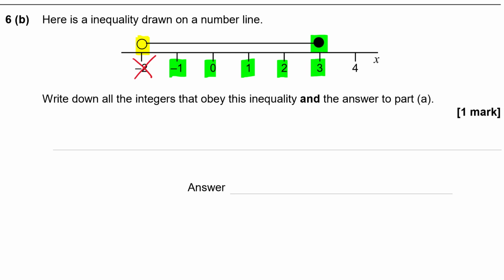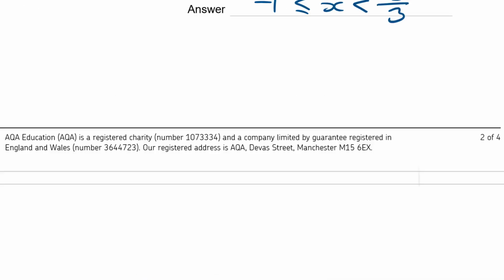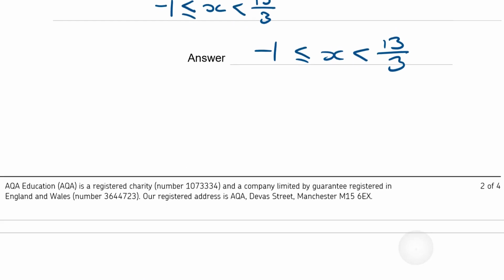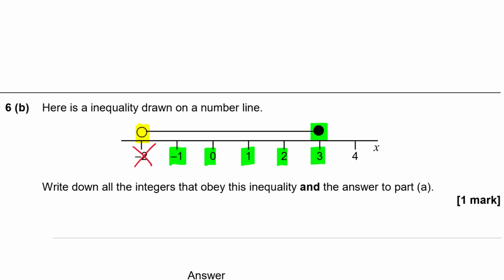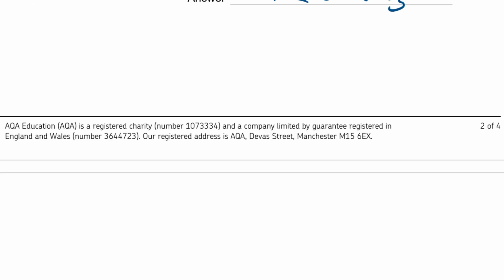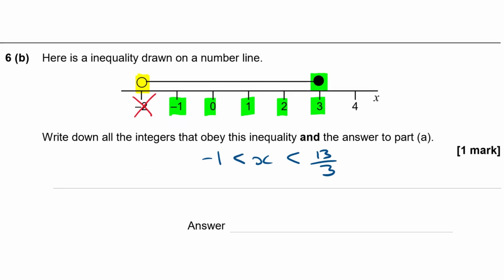Now we need to write down all the integers that obey this inequality and your answer to part A. Coming back to my answer from part A, what was my answer? It was x lies between minus 1 and 13 over 3. So I had x lying between minus 1 and 13 over 3. What were the symbols? Less than or equal to.